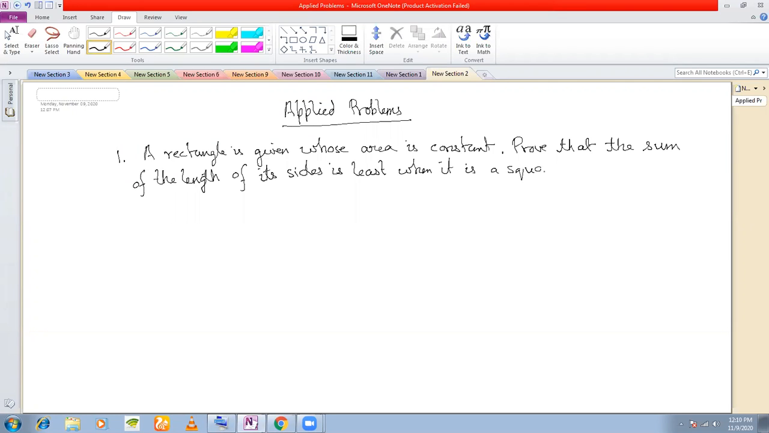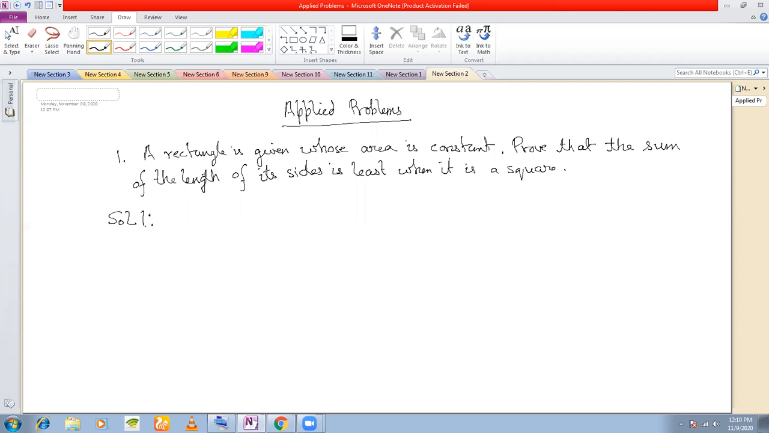Remember, when you are attempting these kind of problems, you have to be very careful when you are attempting these applied problems. There are certain decisions that you have to take in stages. Understood? What decision you have to take in stages?